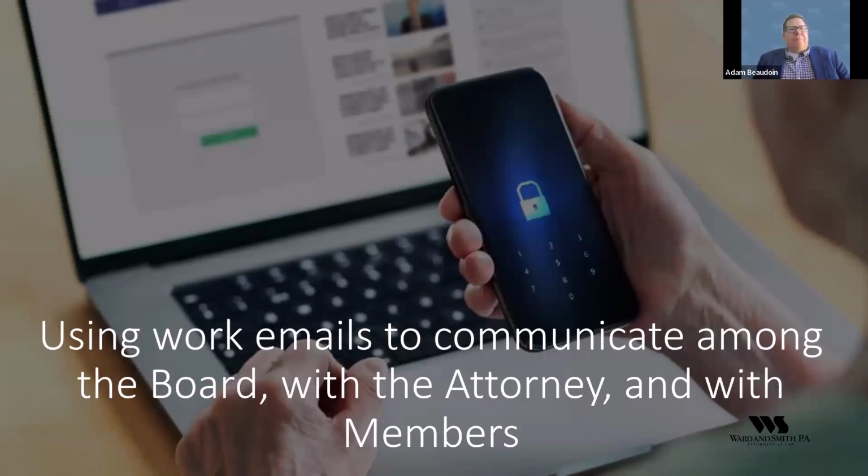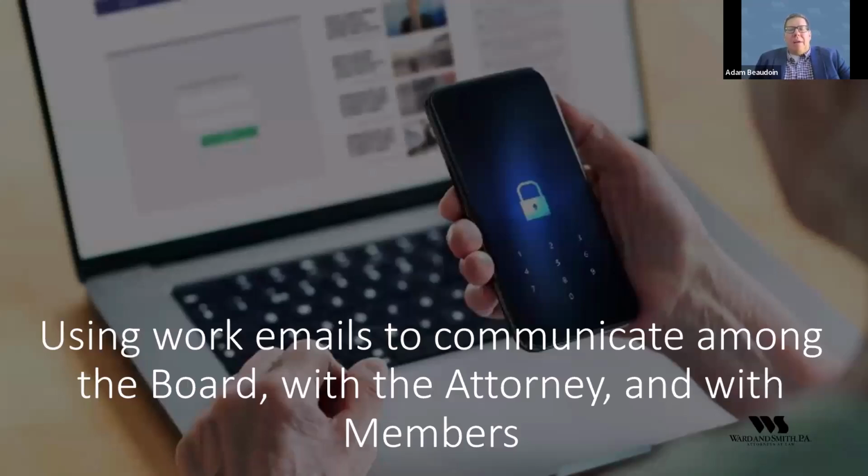So this is very important. If you're serving on a board, you should create a new email just for your official communication among board members, with the lawyer, with the members of the community. Many associations, and I know CAMS works with many, set up through their website board member email addresses that work through the association's website. That is perfect. But you don't want to fall into this trap of using work email because it's not protected.